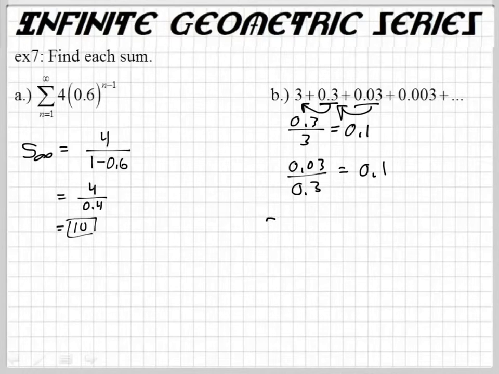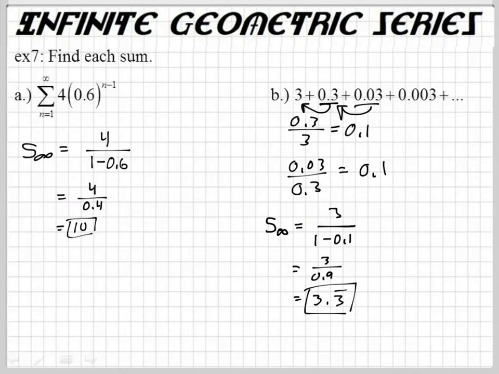Let's use our formula now. S sub infinity equals our first term. What's our first term? 3 divided by 1 minus 0.1. What is 1 minus 0.1? 0.9. So what is 3 divided by 0.9? I should have known that. Anyways, 3.3, and I'm just going to put a repeater bar right there. So you could do the repeater bar, or you can go 3.3333 and put 3 dots after it. So that would be the sum of this one right there.